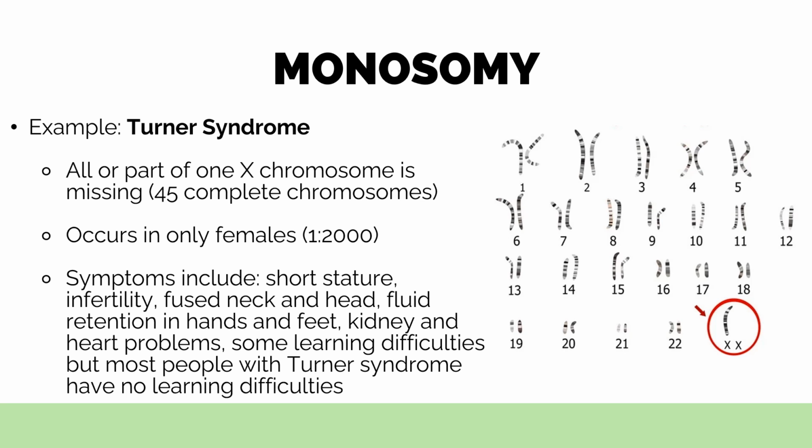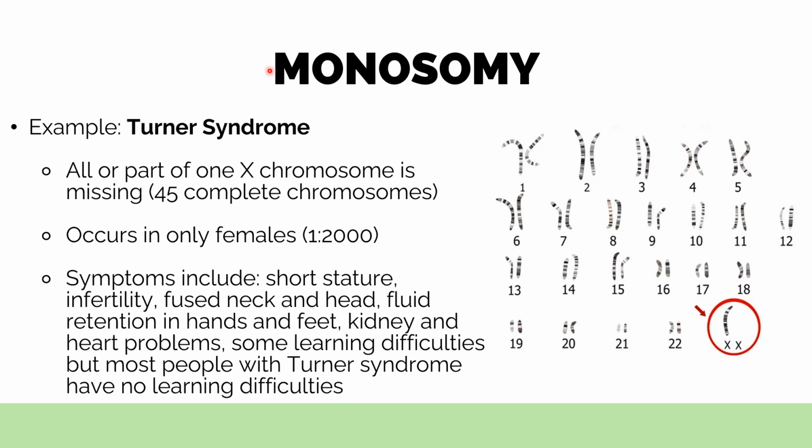So these are some examples of different aneuploidies that can exist. You don't need to know the different examples, but you need to be able to identify an abnormality using a karyotype. So I'm just going to use these examples to show you the different karyotypes, but you don't need to remember symptoms or anything like that.